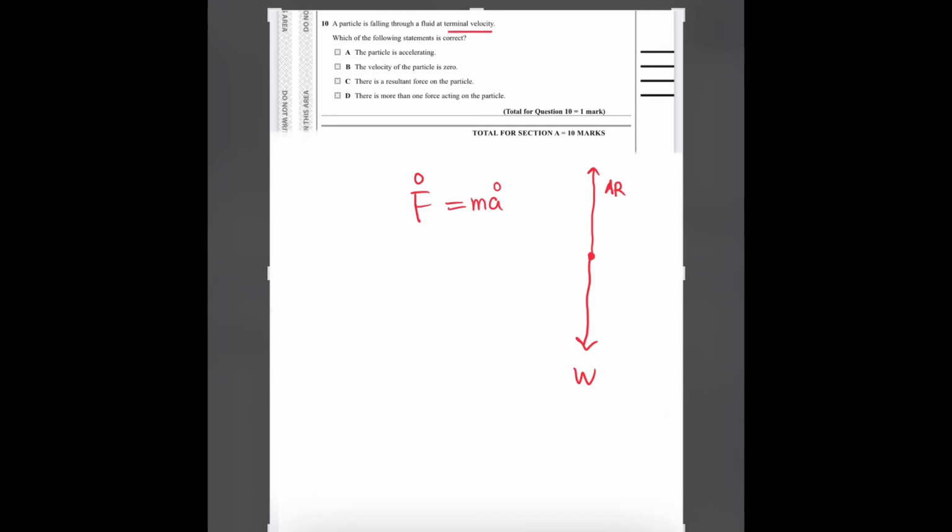Option A says that in terminal velocity the particle is accelerating. This is not true, because the particle's acceleration is zero. Option B says that the velocity of the particle is zero. No, the velocity is not zero. The change in velocity is zero, but there is a velocity which is constant. The change in velocity, which is the acceleration, is zero, so B is also not correct.